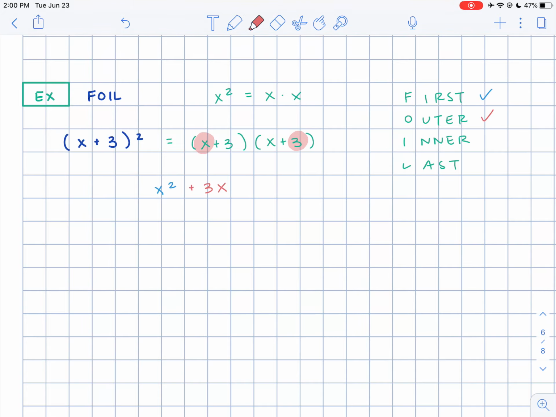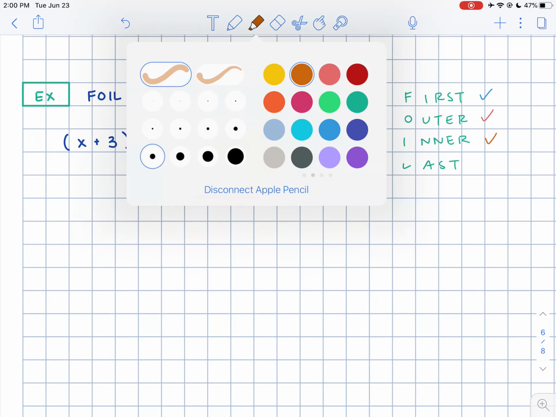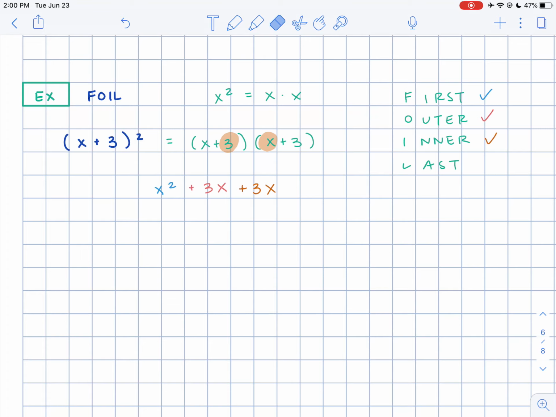Done with outer. Now let's do inner. Inner. So this is on the inside and this is on the inside. So 3 times x. That just gives us plus 3x. Okay, so we did inner. And finally, let's do the last. Let me choose a different color.